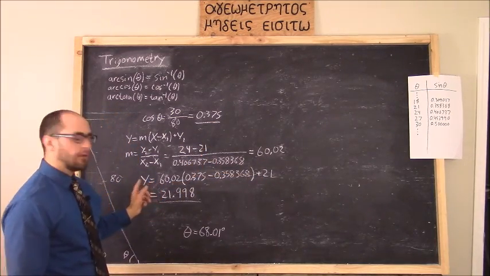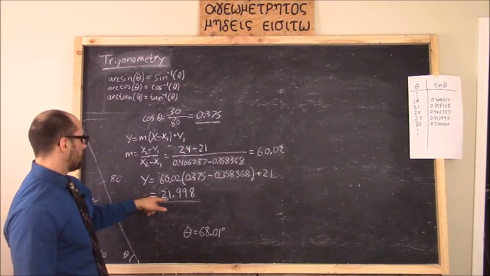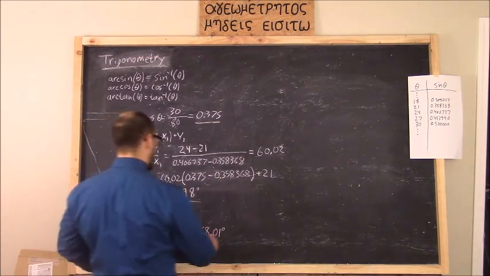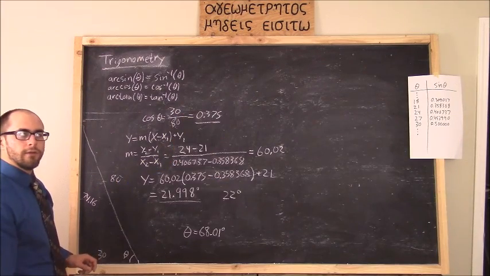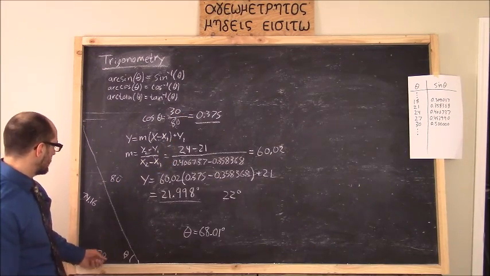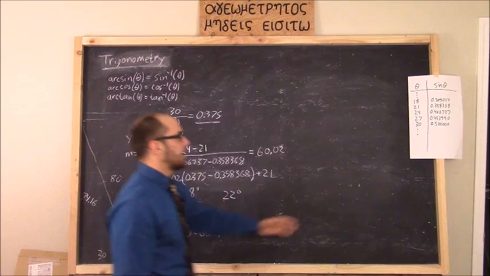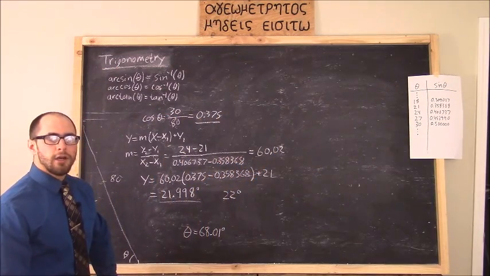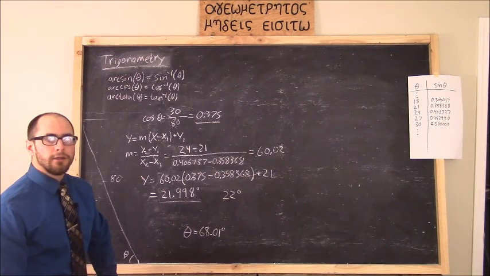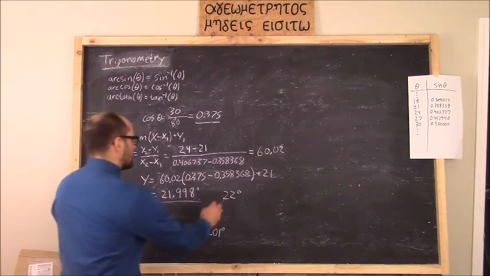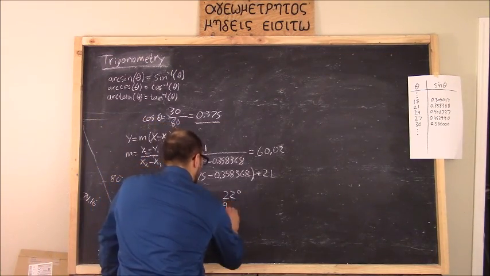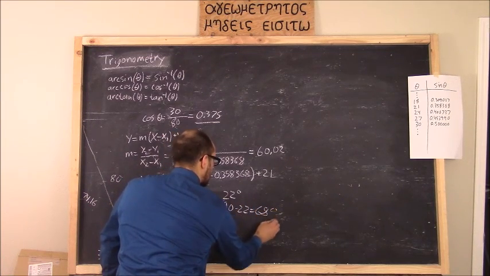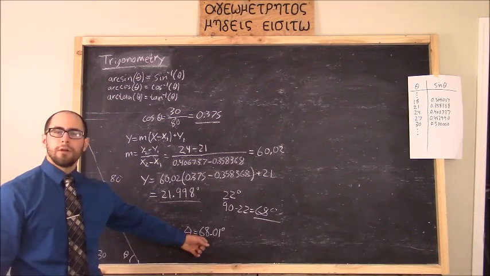Plug that into my calculator and it spits out 21.998 degrees, which rounds up to 22 degrees. Notice we were using cosine, adjacent over hypotenuse, for a sine table. Sine of theta is the cosine of 90 degrees minus theta. So 90 minus 22 is equal to 68 degrees, which matches our previous answer.